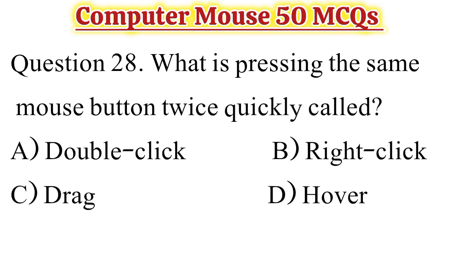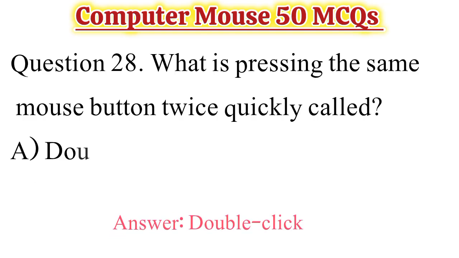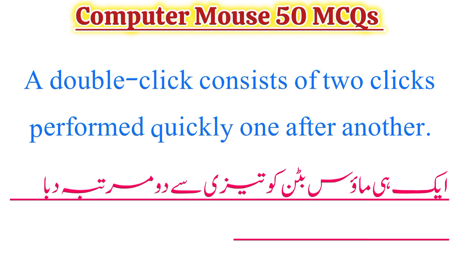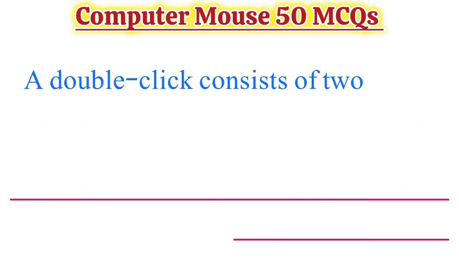28. What is pressing the same mouse button twice quickly called? A. Double click. B. Right click. C. Drag. D. Hover. Answer: A. Double click. A double click consists of two clicks performed quickly one after another.